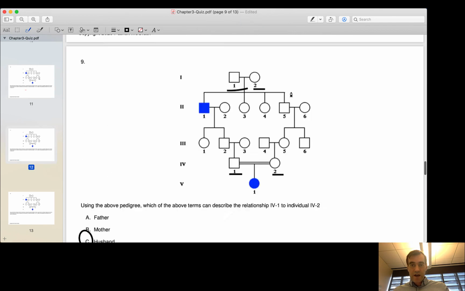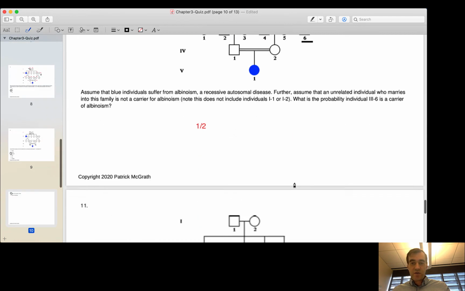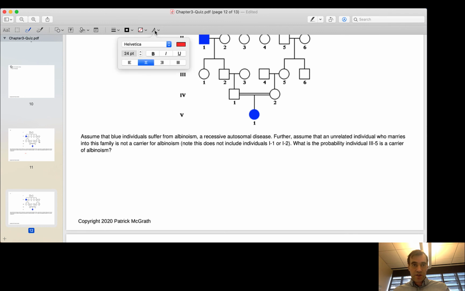Now 3-5, and so 3-5 we knew with certainty was a carrier. So this answer is just 1.